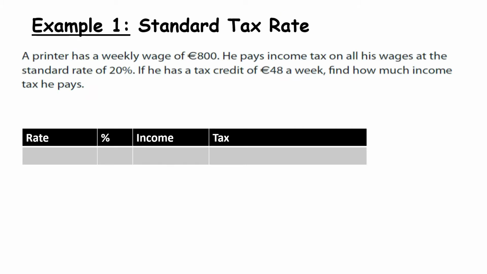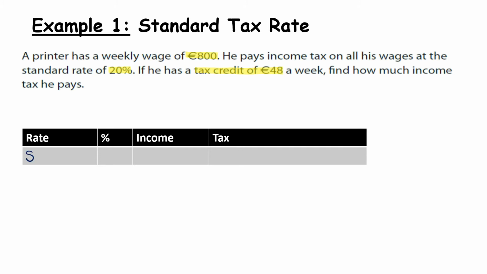So example 1, let's take a really basic example. A printer has a weekly wage of 800. Okay, so I'm going to highlight as I go. So 800 euro. That's what we call gross pay. He pays income tax on all his wages at a standard rate of 20%. And he has tax credits of 48 euro a week. How much income tax does he pay? So I'm going to still use a table just to get us used to it.